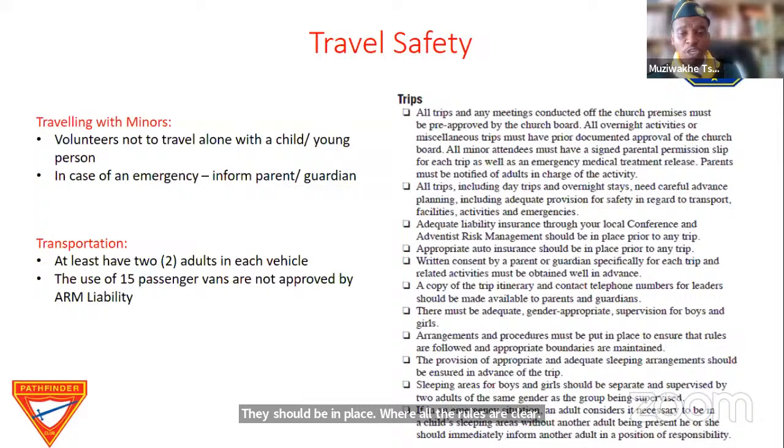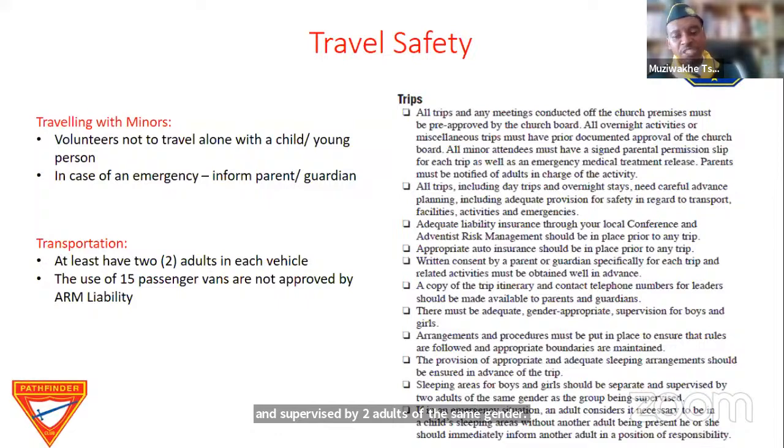We need to also ensure that we provide appropriate and adequate sleeping arrangements during all trips, and the sleeping areas for boys and girls should be separate and supervised by 2 adults of the same gender as the group being supervised. I cannot overemphasize this.